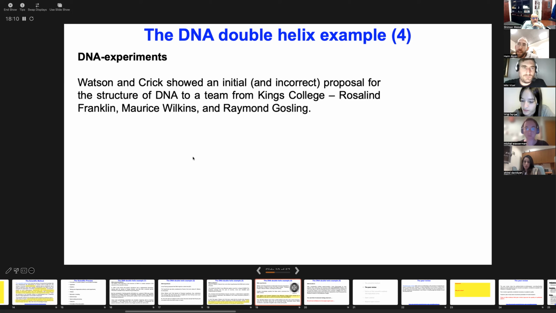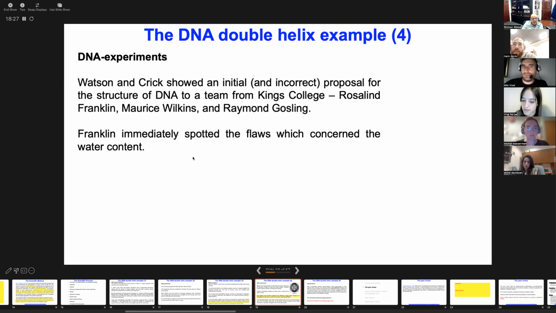So Watson and Crick showed an initial and incorrect proposal for the structure of DNA to a team from King's College. They were in Cambridge, but in London, in King's College, there was Wilkins' group, where Rosalind Franklin was working together with Gosling. Franklin immediately spotted the flaws which concerned the water content. So basically, the first hypothesis by Watson and Crick was wrong. They were meeting and talking to this group in London. Rosalind Franklin, who actually did the experiments, pointed out that their first hypothesis is wrong.